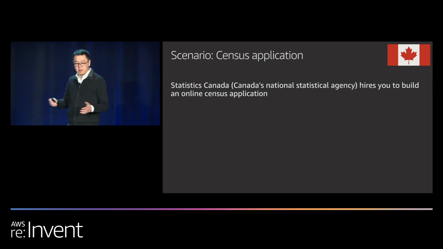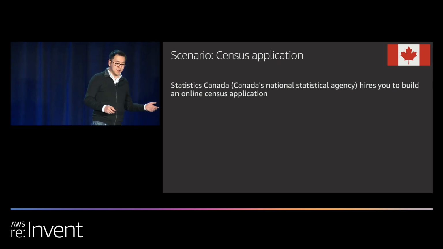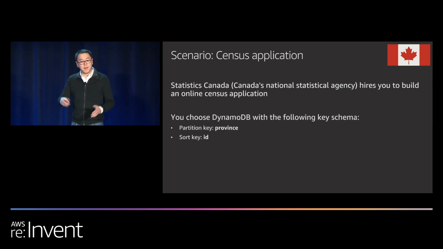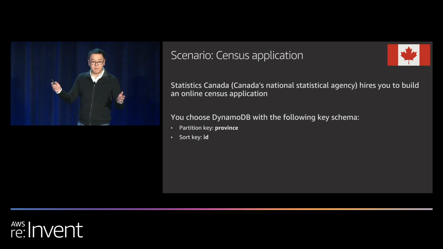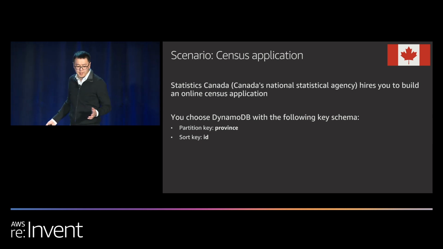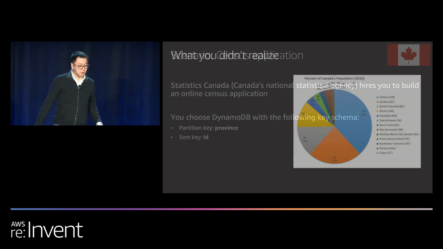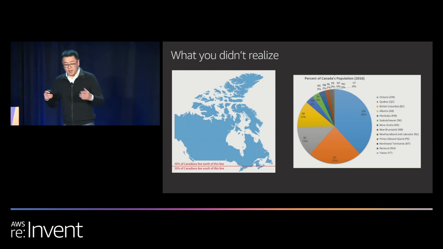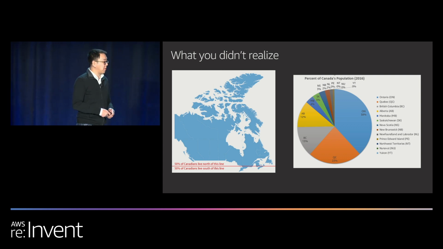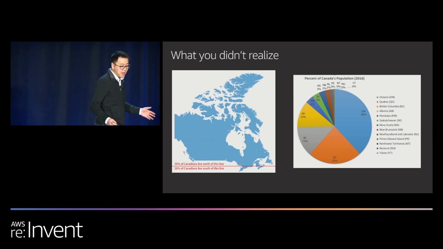So let's take a hypothetical example. If you've read the original DynamoDB blog post about adaptive capacity, you may be familiar with this Canadian census demo. And the hypothetical scenario is that the Canadian government hires you to build an online census application. And you choose DynamoDB, and you choose the following key schema. The partition key is going to be the province, and the sort key is just going to be a random request ID.